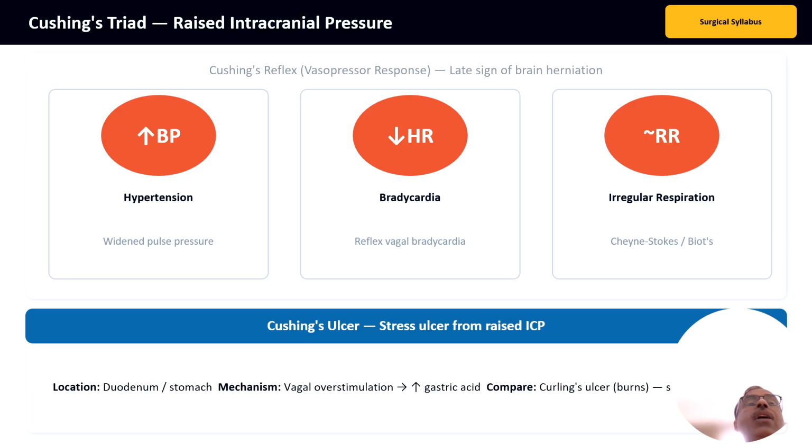These three are known as Cushing's triad, and Cushing's reflex is a vasopressor response which occurs and which is a late sign of brain herniation.